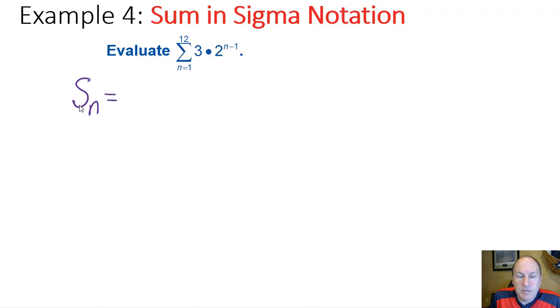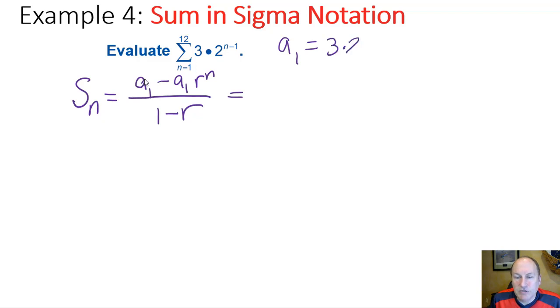So the sum of the terms in a geometric series is going to be equal to a sub 1 minus a sub 1 times r to the n over 1 minus r. So in this case, we do have to figure out a sub 1. If we put in a 1 for n into this formula, we get 3 times 2 to the 1 minus 1, which is 2 to the 0, which is just 1. So a sub 1 is 3.